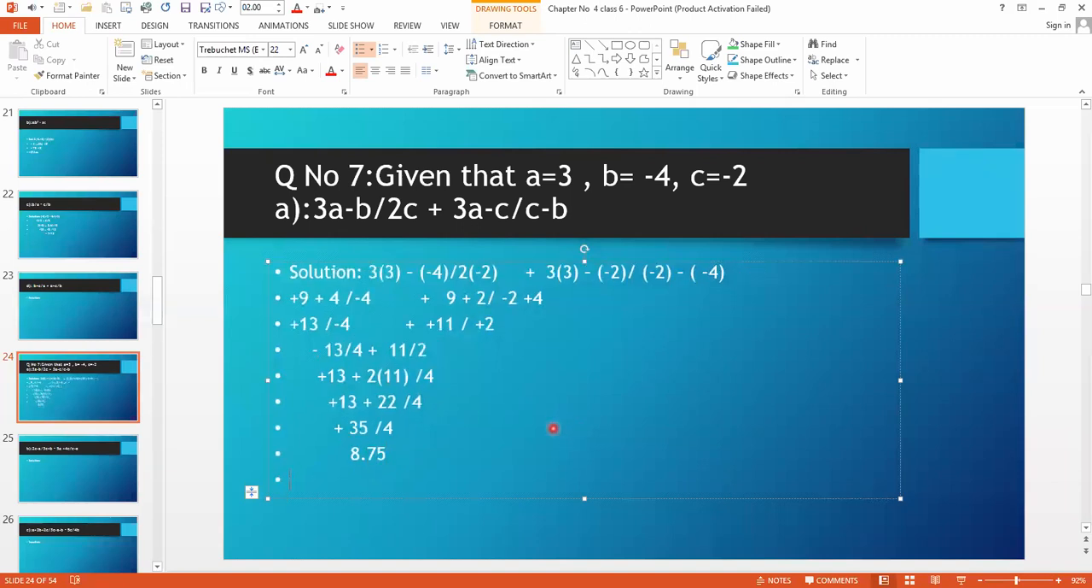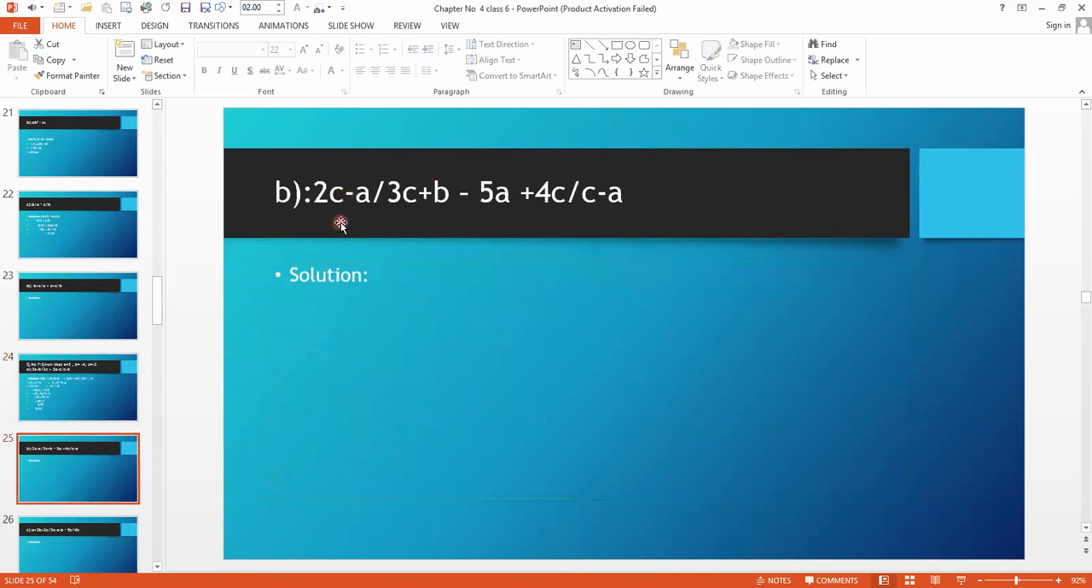Or you can say your answer is 8 whole number 3 by 4, or 8.75 is your answer. Clear? Now we move towards the next part of this question, question number 7. This one is A part. Again revise. The value of A is equal to 3, B is equal to minus 4, and C is equal to minus 2. So we move towards the next part, that is part B of question number 7.